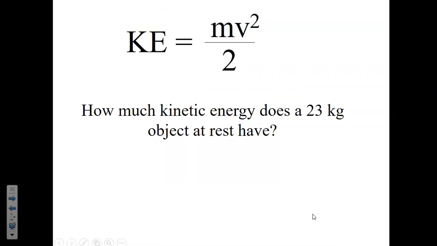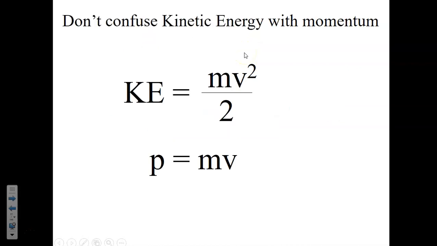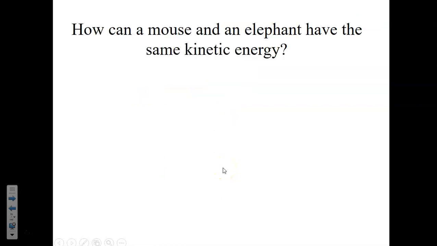Okay. How much kinetic energy does a 23 kilogram object at rest have? Well, what does at rest mean? It means that it's not moving, which means that the velocity is 0. So if the velocity is 0, it doesn't have any kinetic energy because anything times 0 is 0. Okay. Don't confuse kinetic energy with momentum. They both have mass and velocity in them, but kinetic energy is mass times velocity squared divided by 2. And momentum is just mass times velocity. They can both be conserved. We'll get into that a little bit later.